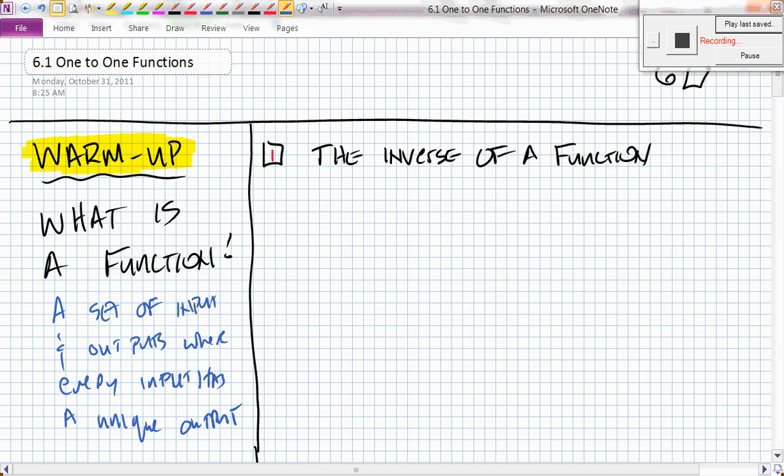Okay. Today in our lesson, we're starting chapter 6.1, or chapter 6. It's all about logarithmic functions and exponential functions. So I want to bring up the idea of what functions are again. For the first box here, I'd like to talk about the inverse of a function. So I'm going to do this by a picture.